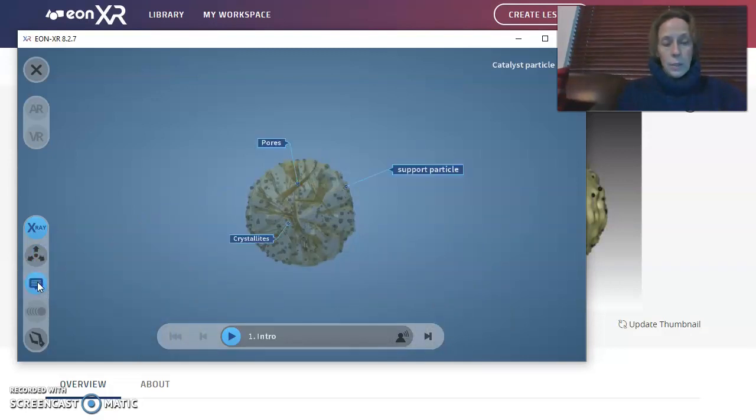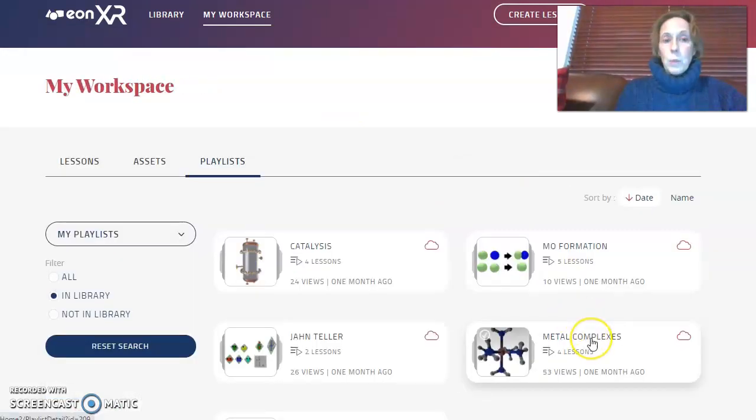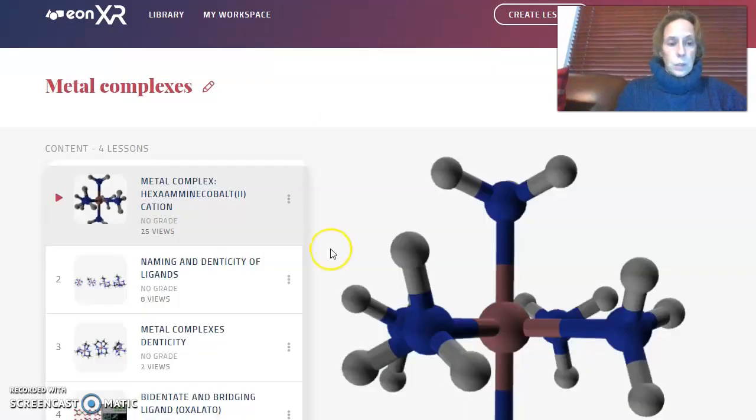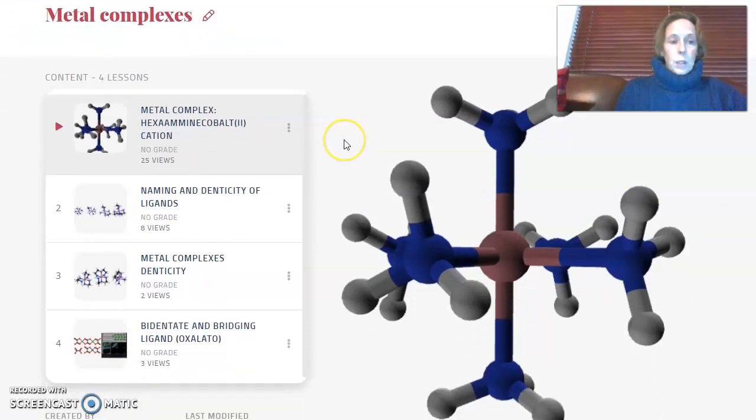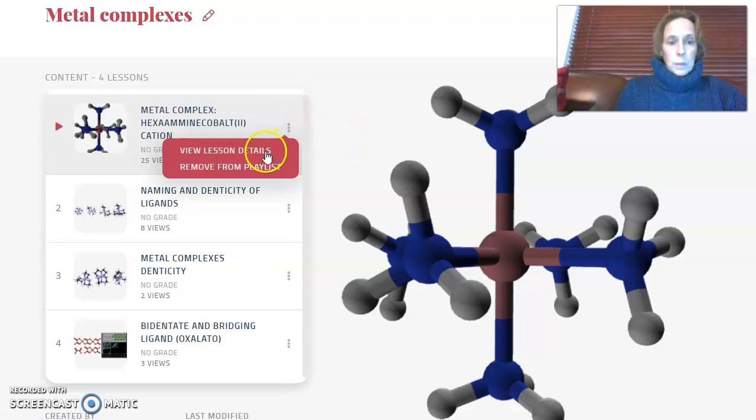And we can also get the labels to show you the different parts of that particle. So that's on the outside of the particle, and you can use the X-ray function to see on the inside of the particle. Now I'm going to move over to my playlist with the metal complexes. Let's open that one. It consists of 4 lessons, as you can see here on the left. Let's open one of those lessons.